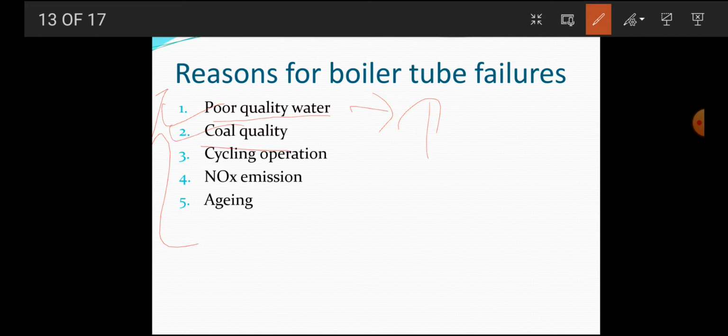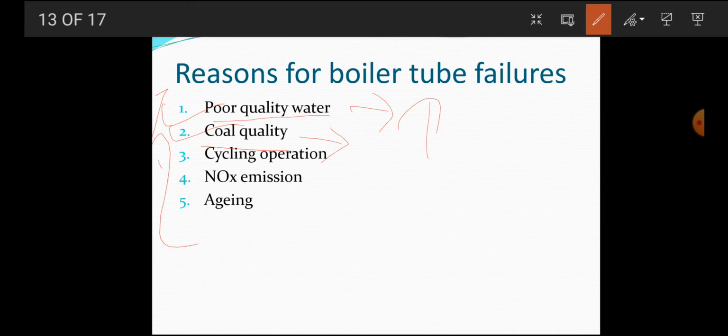Then coal quality. Using different types of coal for emission or economic reasons has adversely affected the capability, operability and reliability of the boiler and boiler auxiliaries. So we need to use high calorific value coal, such as lignite, and should not depend on peat coal. High calorific value, good quality coal can be used so that our boiler is not affected much and we can get more reliability.